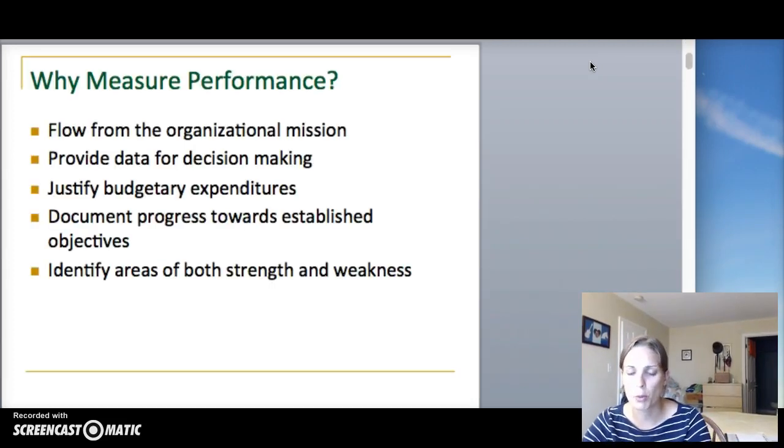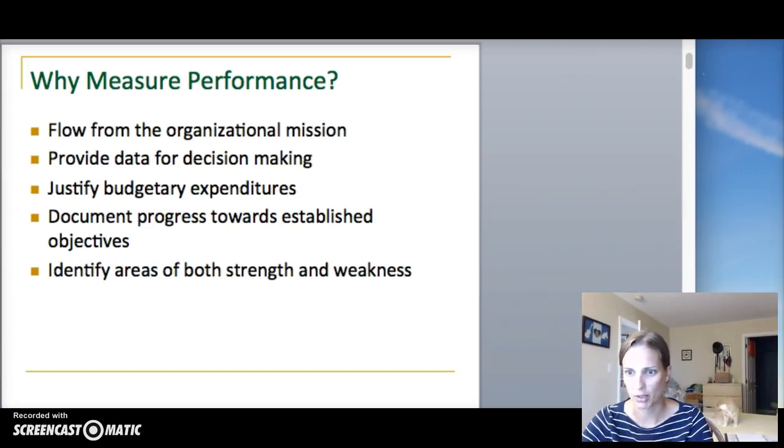All right, so measuring performance is crucial because it links actions to an organization's mission. Pretend you work for a police department, and you can't just say you're going to increase community safety, because what does that really mean? But you can say, we will reduce the number of car break-ins by 10% over 1 year in the Northside neighborhood, which is one indication of a safe community. Performance measurements provide data to decision makers.